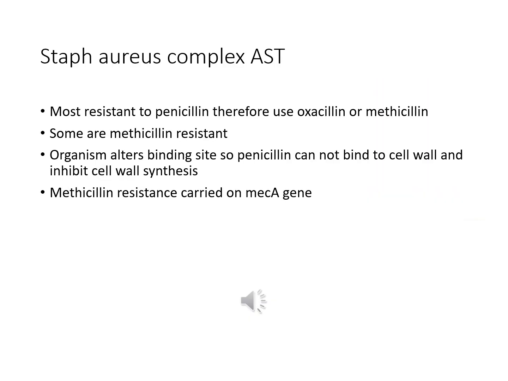Most Staph aureus are resistant to penicillin, therefore clinicians will often use oxacillin or methicillin to treat. Again, some methicillin resistance is there, so that's where we would then get MRSA, which is an acronym. Like I mentioned earlier, it stands for methicillin-resistant Staph aureus. The organisms alter their binding site so that the penicillin cannot bind to the cell wall. And since it can't bind to the cell wall, the penicillin can't inhibit cell wall synthesis. When organisms are methicillin resistant, they carry a gene known as the mecA gene.